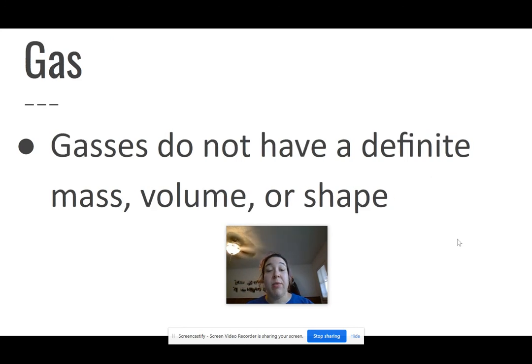And lastly, we have gases, and gases are just kind of all over the place. They do not have a definite shape or a definite mass. So basically, they can weigh different amounts. The volume is always different, and the shape is different. They also take the shape of their container. So yeah, we're going to do one more for today.